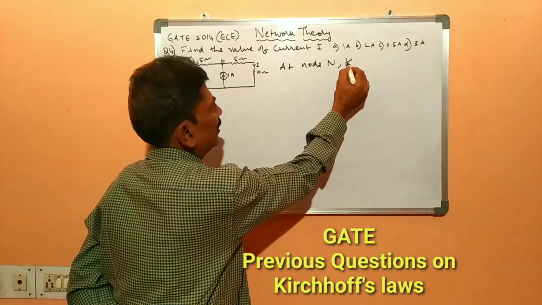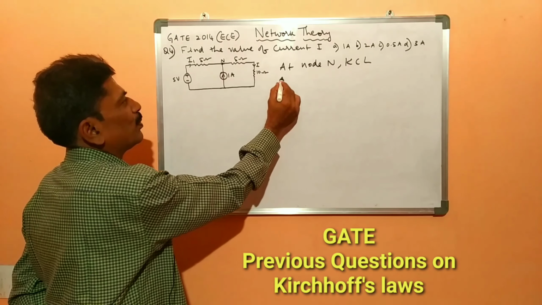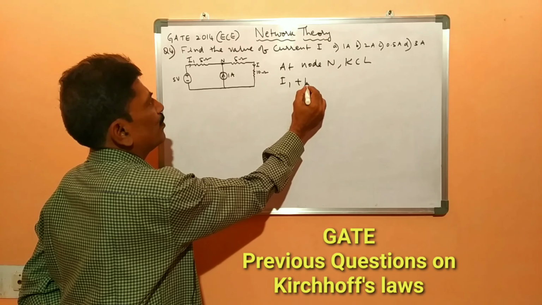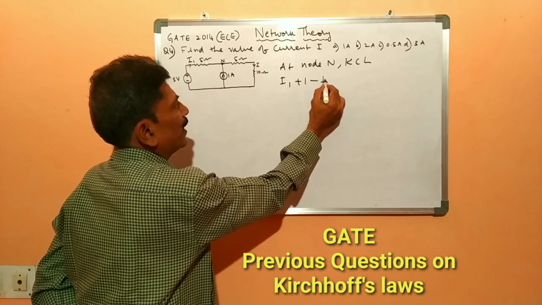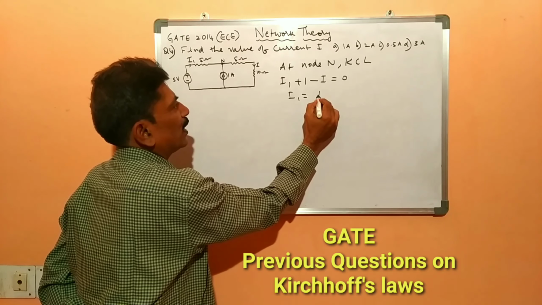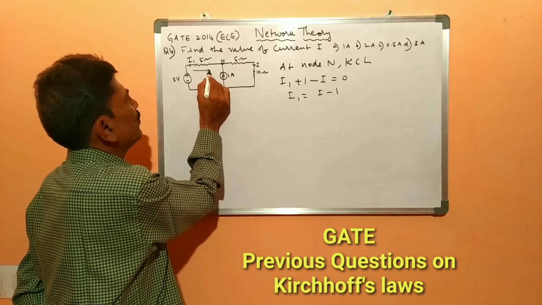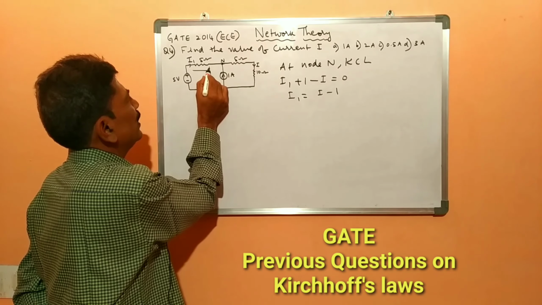apply KCL. Then what are the currents approaching? I1 is approaching, plus I1, plus 1 ampere, and I is leaving, minus I, is equal to 0. So I1 is equal to I minus 1. So I minus 1 is the current flowing, which is nothing but I1.